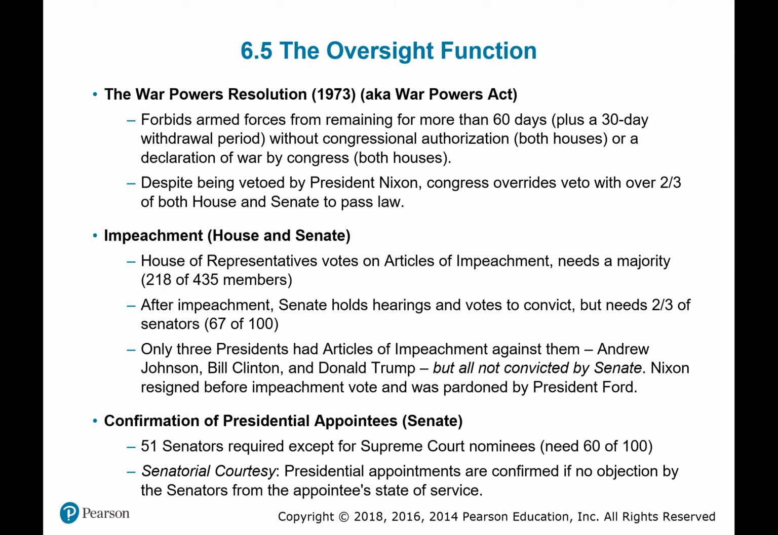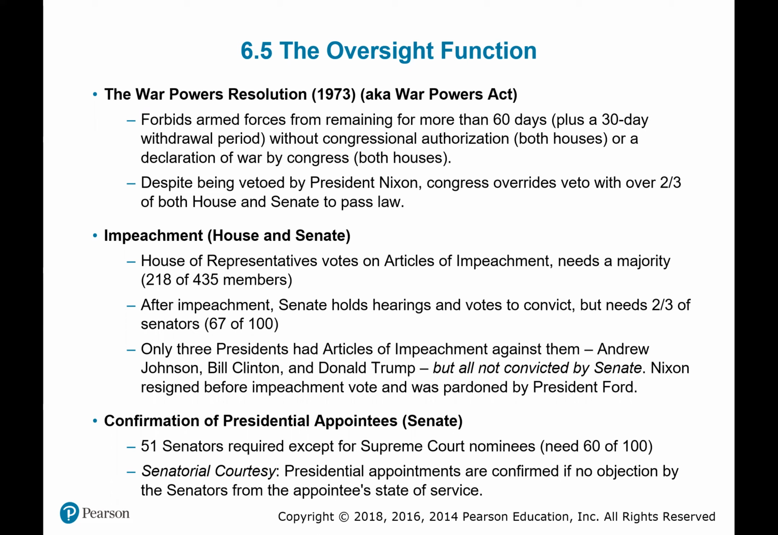President Nixon at the time didn't like it. He liked a lot of executive power, and he vetoed it. However, Congress, in a bipartisan fashion, did override the veto to pass the law, which is, I think, the last time that's happened.